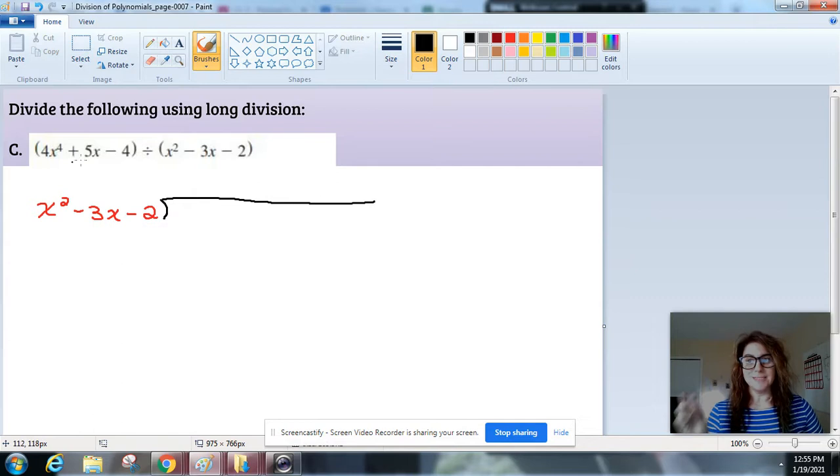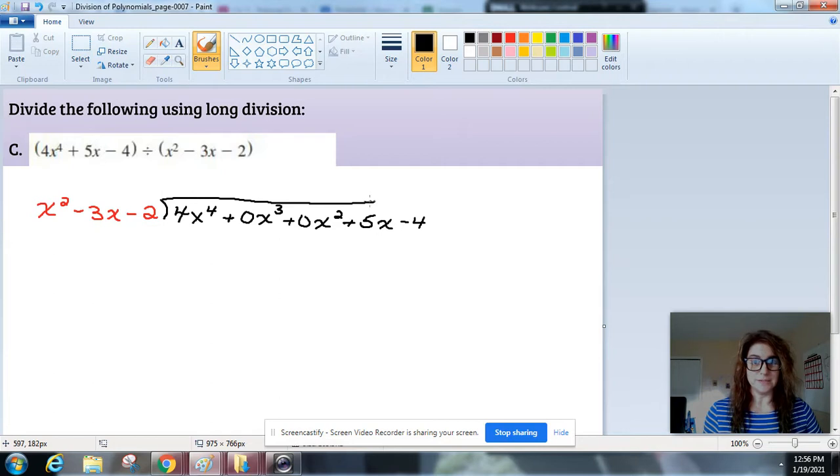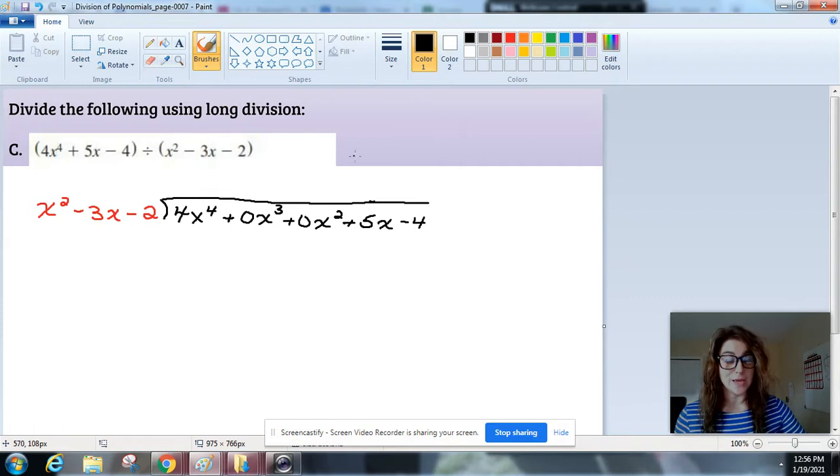In my dividend, the part that's going to go on the inside, my first polynomial, I have a 4x to the fourth, but I am missing a cube, so I have to put a 0 there. I am also missing a square, so I have to put a 0. And then I can continue on with my linear x and my constant. You really need to make sure you have those placeholders there for when we do our division, so you have everything lined up nice and neat.